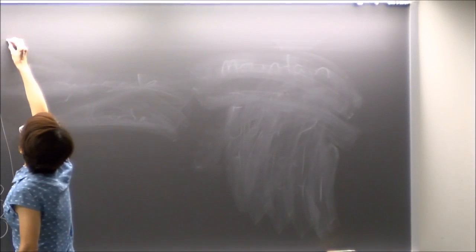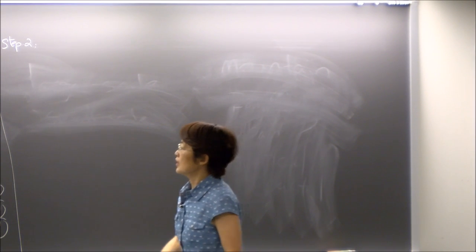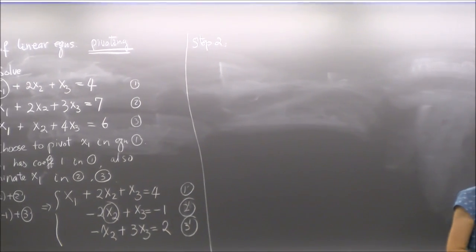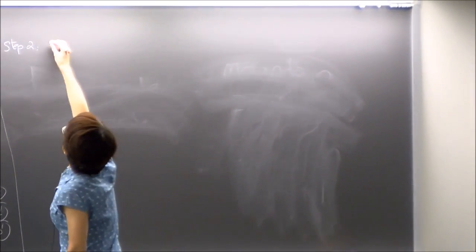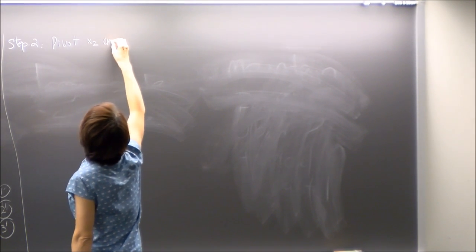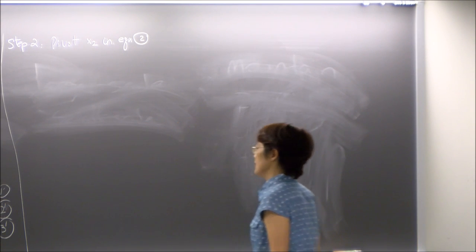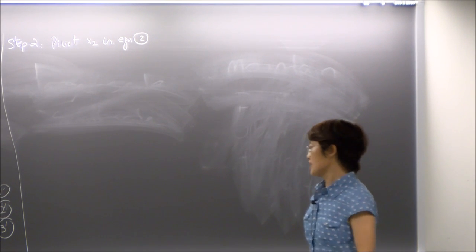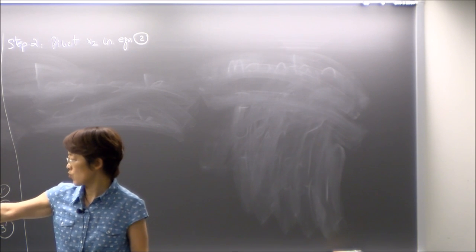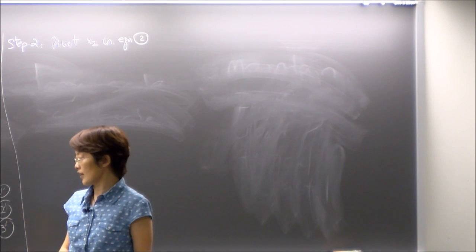Okay, so let's say I make my choice. I will pivot x2 in equation 2. Is that okay? So pivot x2 in equation 2. Okay, so how do you do that? Then I get a new system. So I see first that I need to make this coefficient 1 here, and then I need to eliminate these two x2s in the equation 1 and 3.